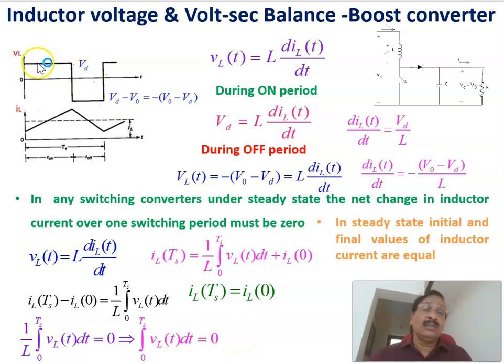Later, we see that this positive area should be equal to the negative area. Therefore, the net product of voltage and time, that's called volt-second. That unit is flux. The net change in flux should be equal to 0. Otherwise, the core gets saturated after a few switching cycles. Therefore, in order to prevent that, the average voltage across the inductor over one switching period should be equal to 0, meaning that this positive area should be equal to the negative area.